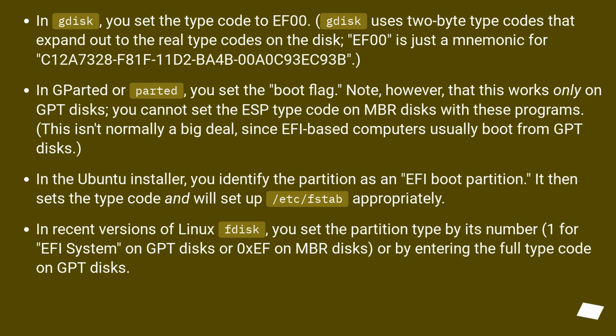In recent versions of Linux fdisk, you set the partition type by its number, 1 for EFI System on GPT disks or ef on MBR disks, or by entering the full type code on GPT disks.